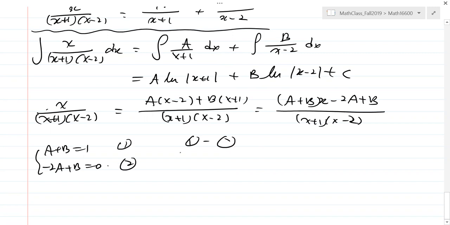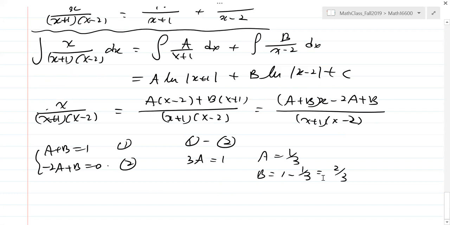I get rid of B. So 3A equals one minus zero, which is one. So A equals 1/3. Then I can get B. B is going to be one minus A, which is 2/3. Okay? So what they should do here, it's clearly what A and B are, you already told me, right? So you can put a note here where A is 1/3, B equals 2/3.